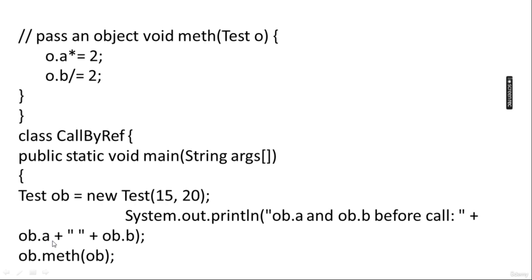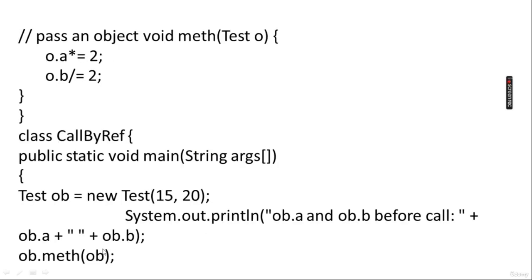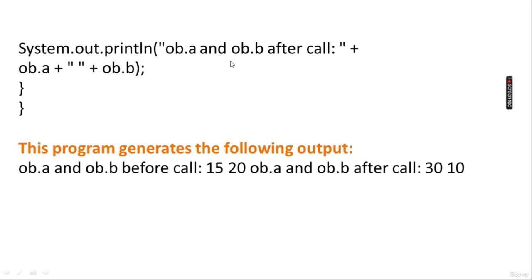So before calling the method, object dot a and object dot b values will be displayed, and then after the call object dot a and object dot b are displayed again. This is written over here. So this will generate the output 15 and 20 before the call, and after the call 30 and 10. Why 30 and 10? Because you are calling the method using this object and passing the same object over here, and whatever changes you make to this object will be changed.